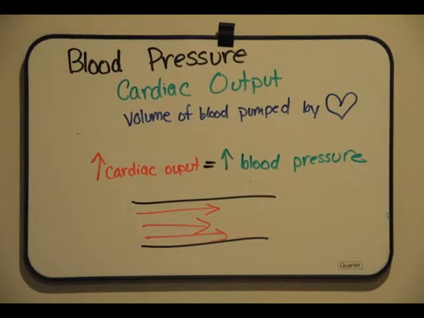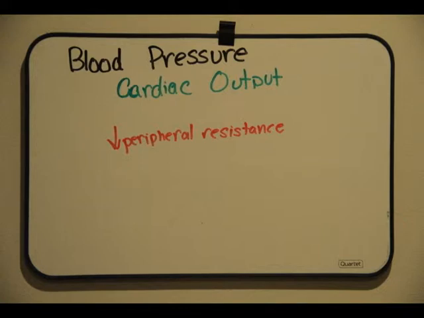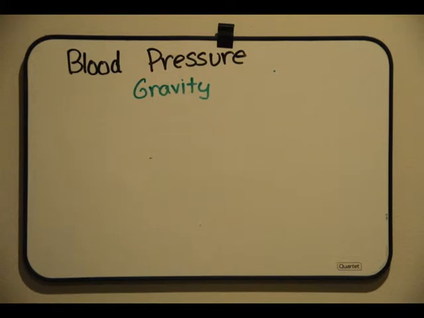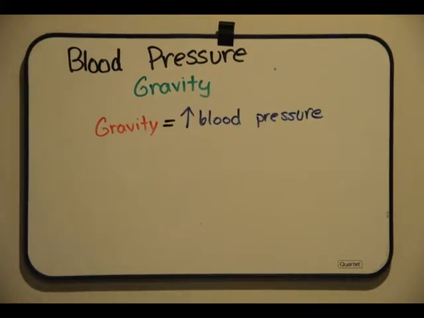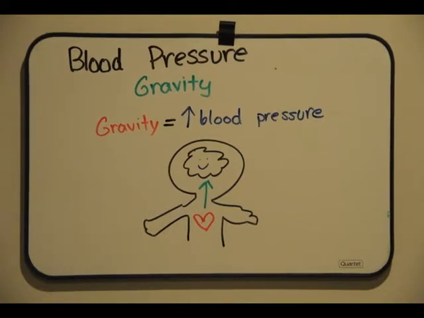With a greater volume of blood pumped, there is more blood within the blood vessel, so there is more force exerted. Cardiac output will adjust according to the peripheral resistance to maintain adequate blood flow. So, if the peripheral resistance decreases, then the cardiac output will increase to maintain blood pressure and thus blood flow. Gravity equals increased blood pressure. For blood to reach your brain against gravity, there must be increased pressure to push all the blood up.